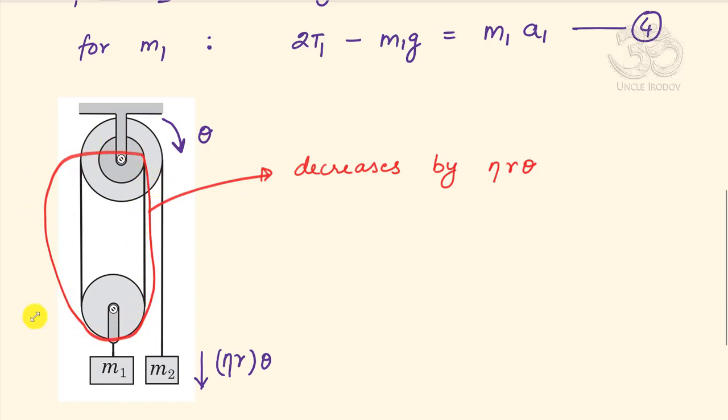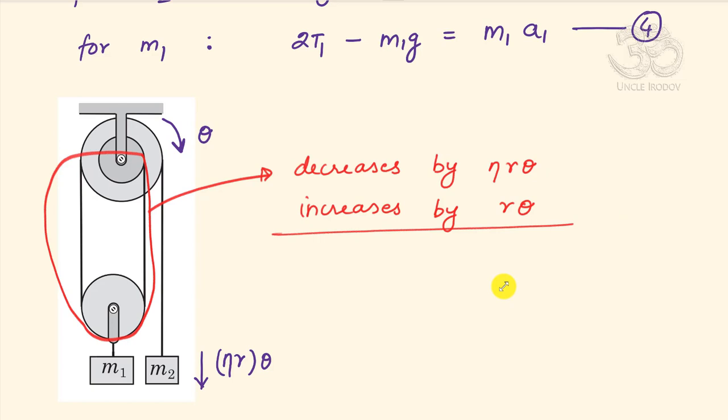So this red enclosed string that I have shown you here decreases in length by eta r theta because of an increase of eta r theta here, but it also increases by r theta because of unwinding of the string on the inner drum. So the total decrease in this length is finally r theta into eta minus 1, and that decrease will be half on one side and half on the other side.